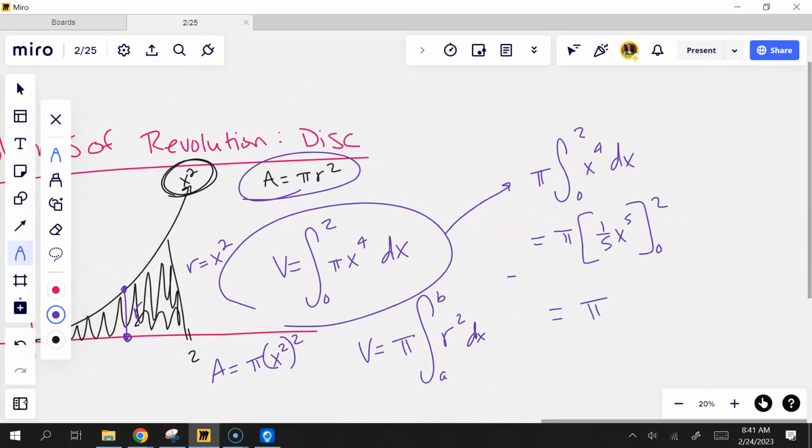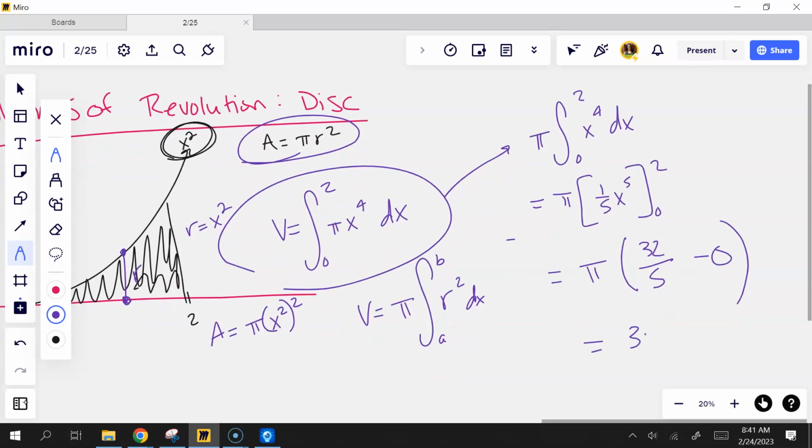2 to the 5th: 2, 4, 8, 16, 32. We just double every time. 32 pi over 5.